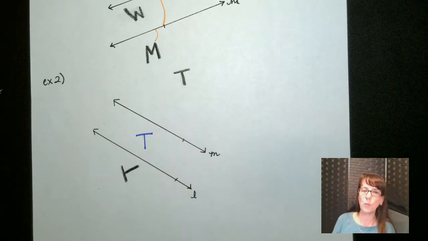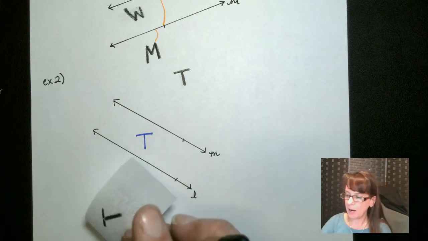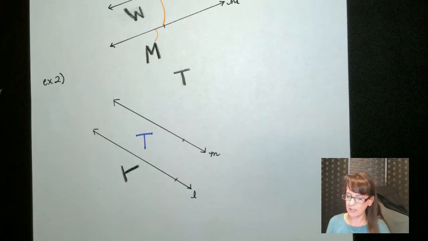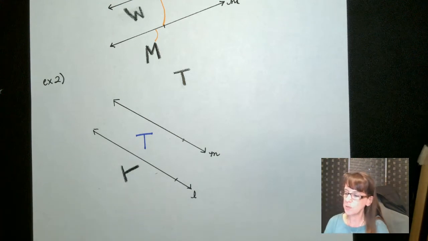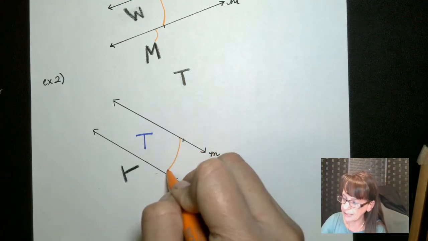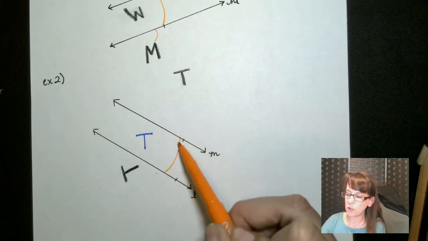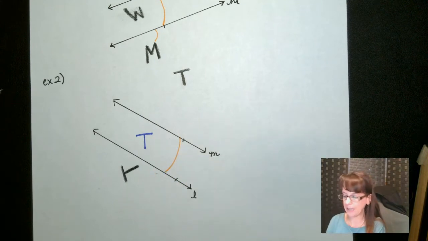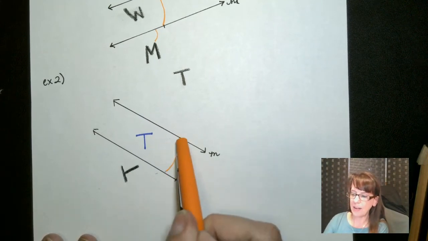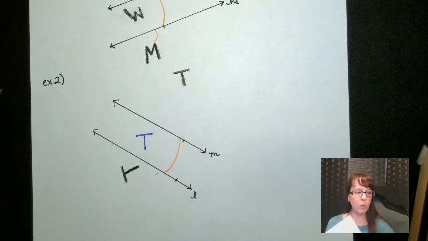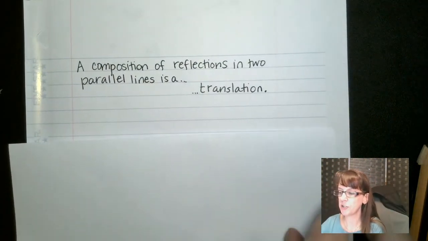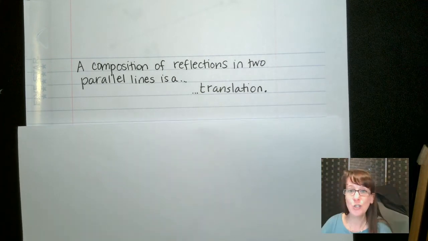In this case, it's gone across the line about twice this distance. So again, the distance between line M and L, this right here, it has gone about 2 times that length, right? So it went once and then it went another time. Okay, so what does this all mean? All we're boiling this down to is here. A composition of reflections in 2 parallel lines is just a translation.